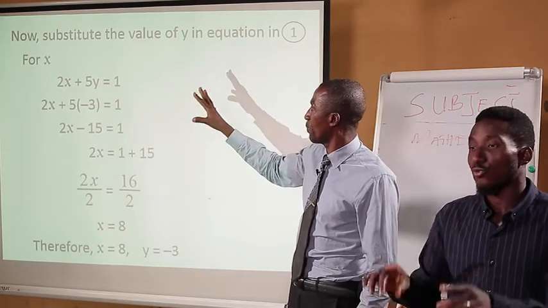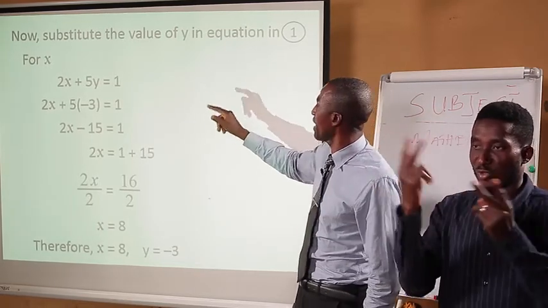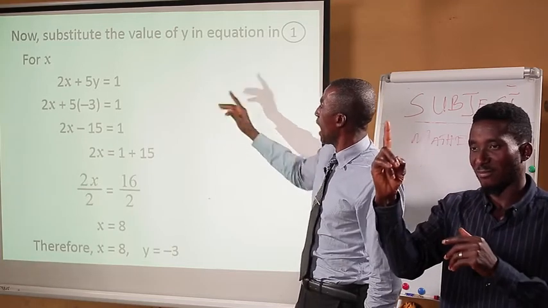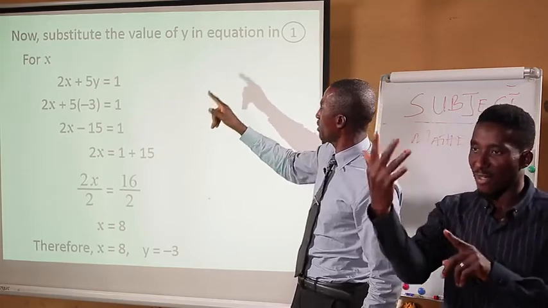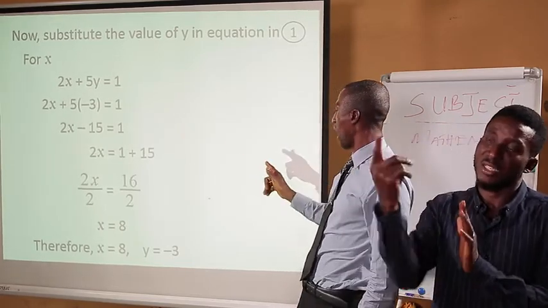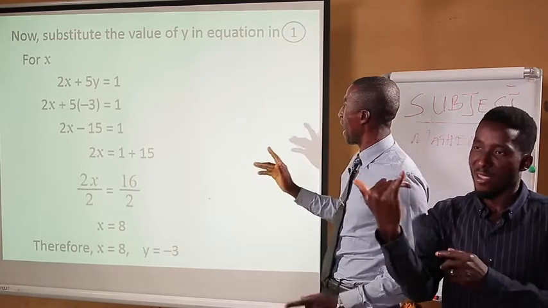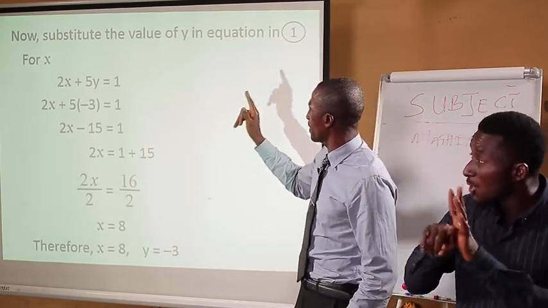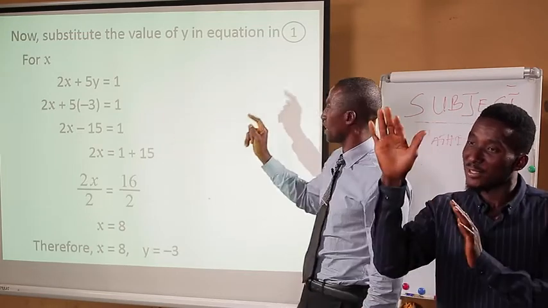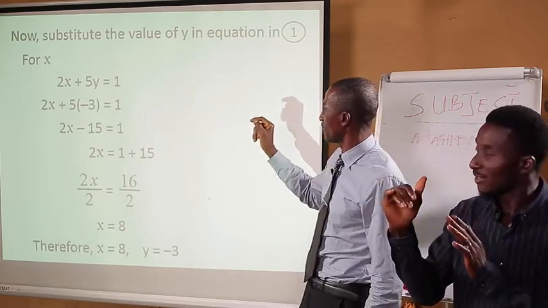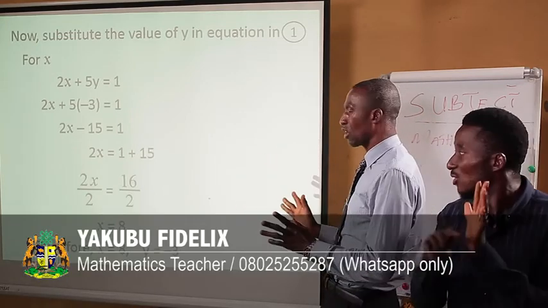To find the corresponding value of x, we substitute the value of y in equation 1. And by that, I have 2x plus 5 times minus 3, the value of y. And plus 5 times minus 3, you have minus 15. So I now have 2x minus 15 equals 1.